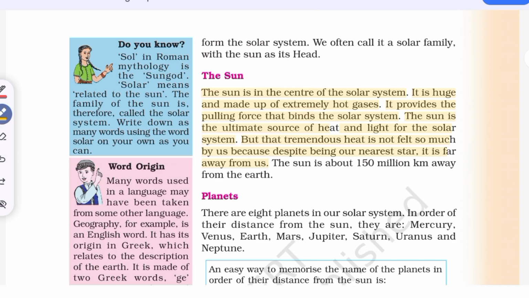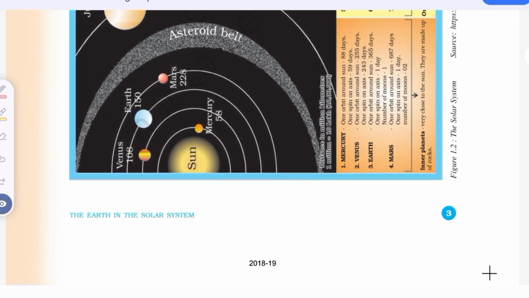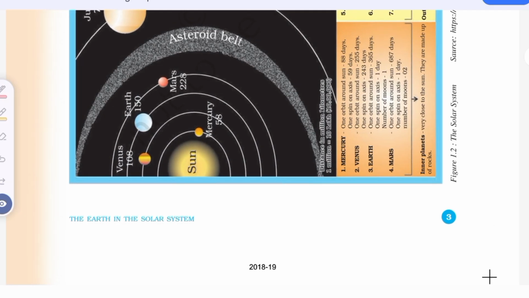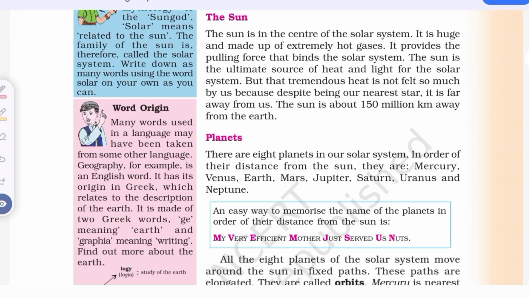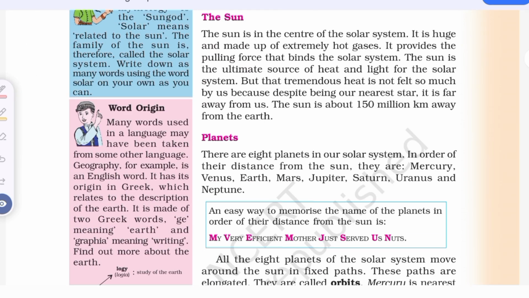The sun is about 150 million kilometers from the earth, as we already discussed above. So we do not feel that much heat of the sun.